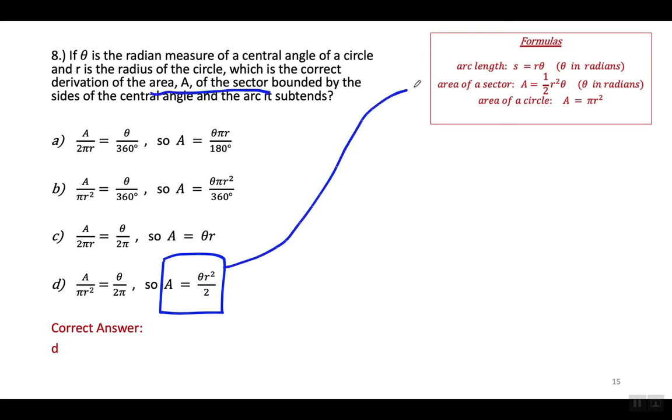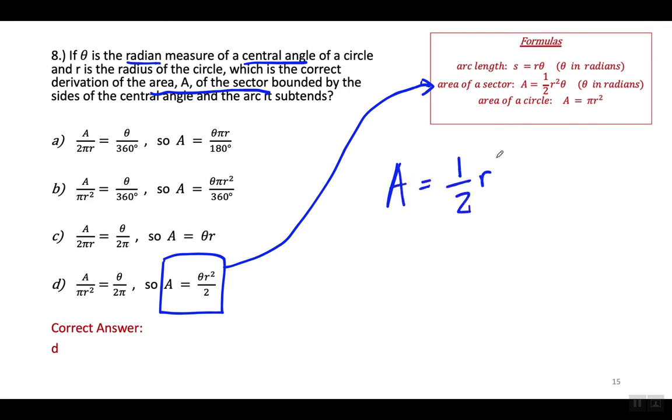Okay, now look right here. When the central angle is in radians, you have to use these formulas, which were not in the book, but they are in the test and they've been in my reviews. So this formula right here is the same as this formula. It's just written slightly differently.